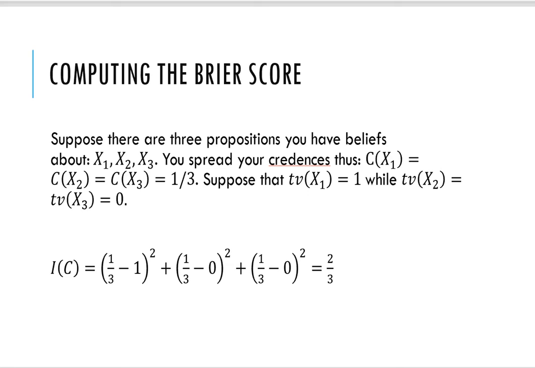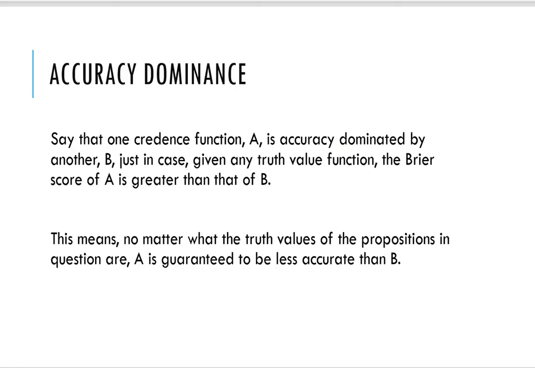Then we can compute your overall inaccuracy by looking at the difference between your belief in each of these three propositions and its actual truth value, squaring those, and adding them all up. So in this case, your degree of belief is 1/3 in each of them. In the first case, we look at the difference between 1/3 and the truth value of x1, which is 1. So 1/3 minus 1, squared. And then in the second two cases, we look at the difference between your credence in x2 and x3 and the truth values of those propositions, which are 0. So we get 1/3 minus 0 squared, and then 1/3 minus 0 squared. If we add all those up, we get 2/3 as the overall inaccuracy of this particular credence function.